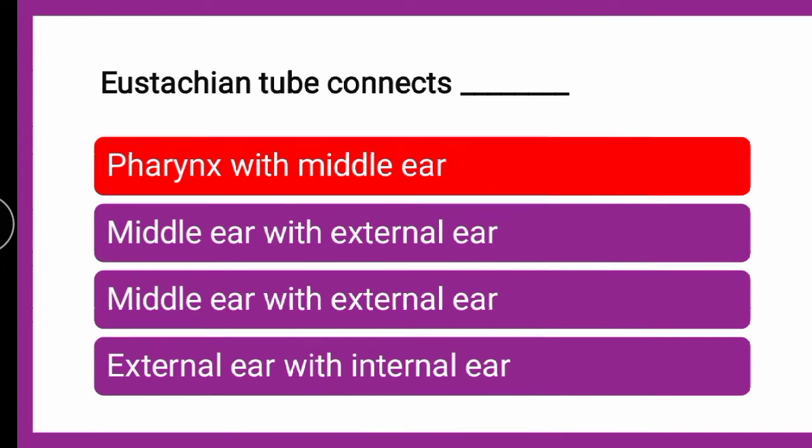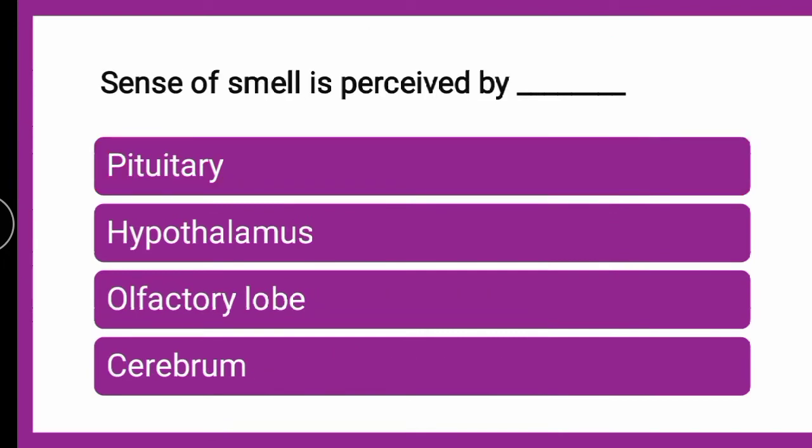Okay, next question is the sense of smell is pursued by dash. Whether the sense of smell is pursued by pituitary, whether by hypothalamus, whether by olfactory lobe or cerebrum, which amongst the given is the correct answer? You can put your answer in the comment box and we will verify it later on.